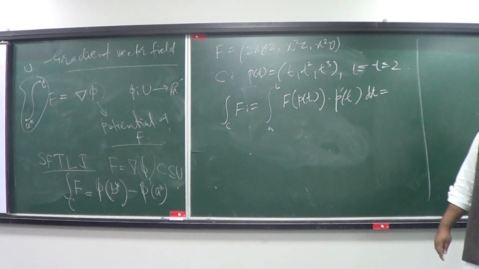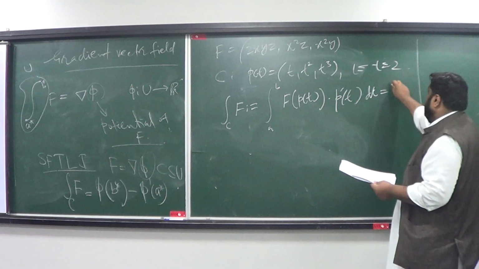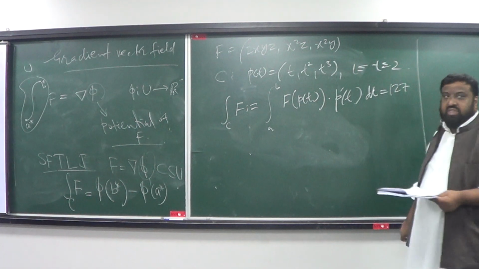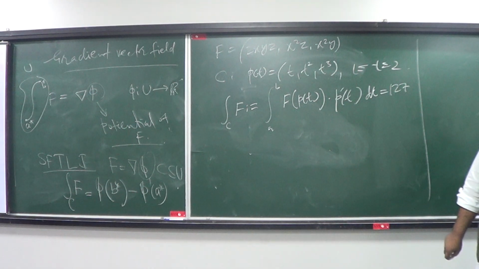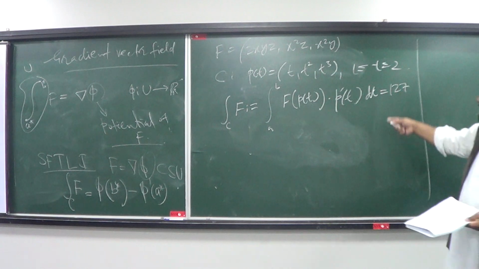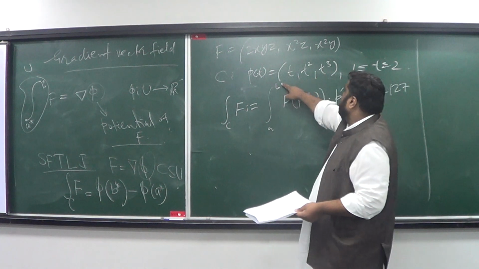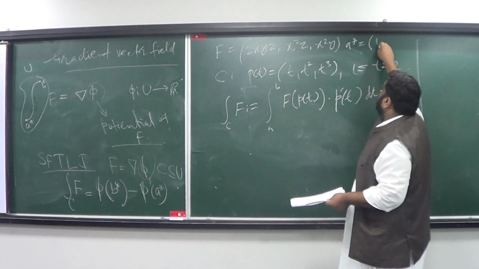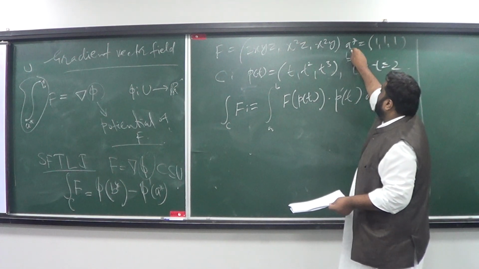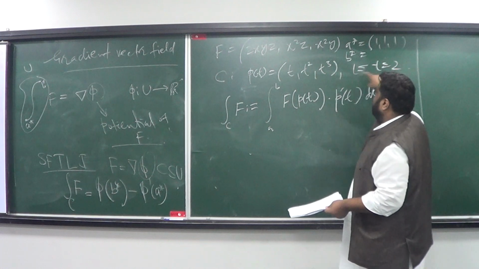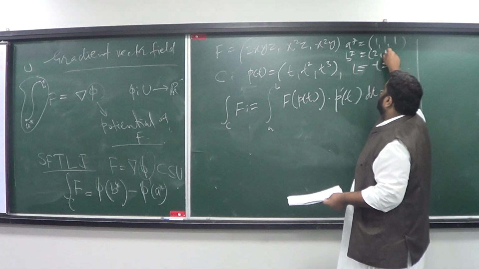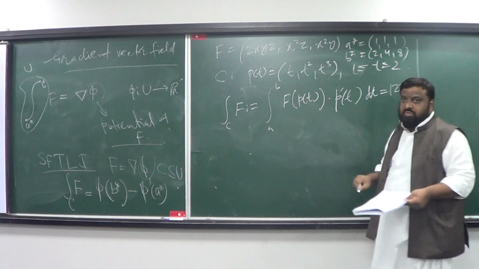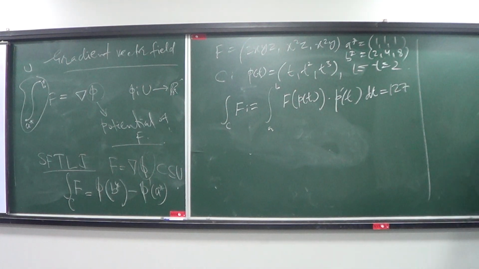So this is going to turn out to be 127. The endpoints of the curve are p of 1 and p of 2, so A star is going to be (1, 1, 1), and B star is going to be what you get by substituting 2, which is (2, 4, 8). So this is going to be A star and B star.